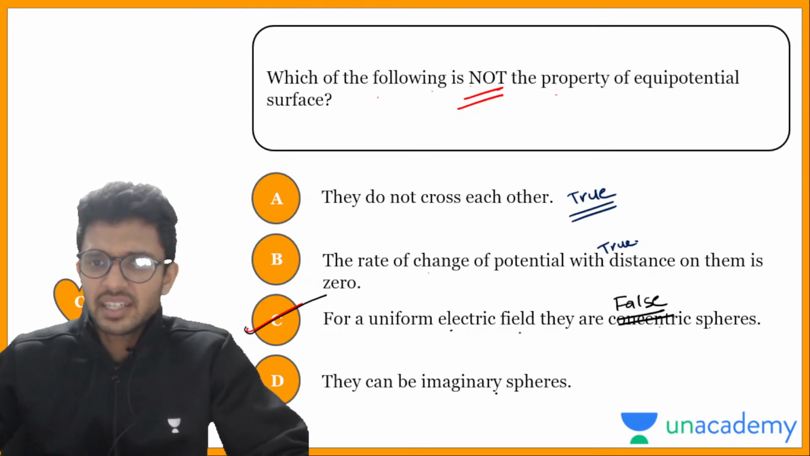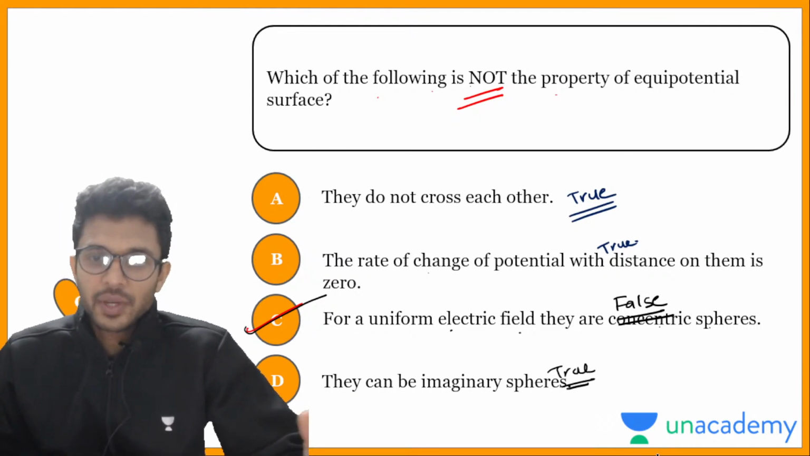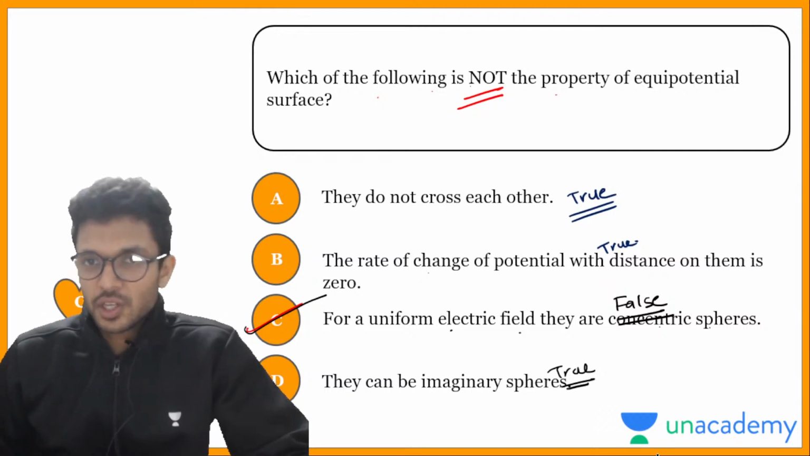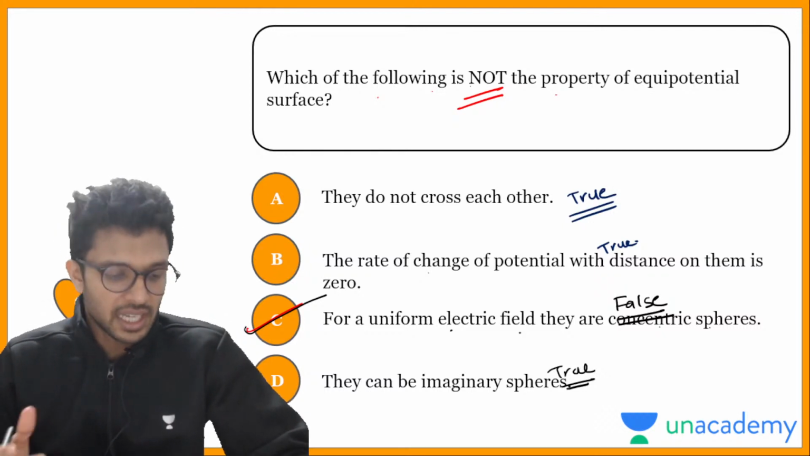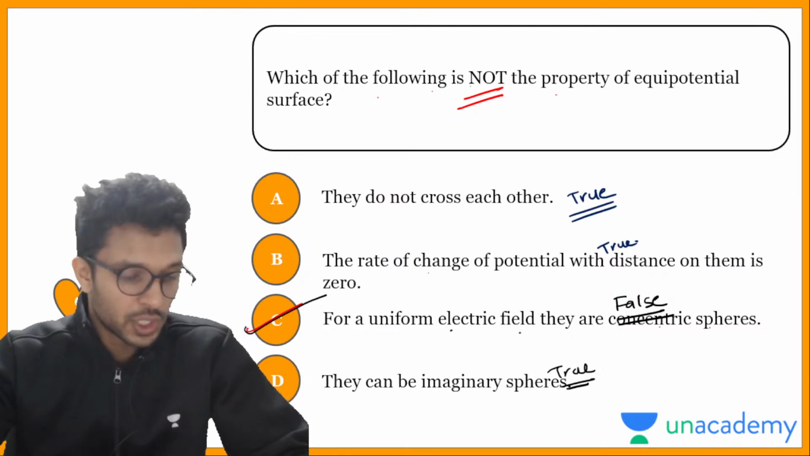They can be imaginary spheres. Equipotential surfaces can be spheres, yes, it's true. So it's option C, which is the wrong statement related to equipotential surfaces, and that's our answer. Happy? If you have any doubt, ask.